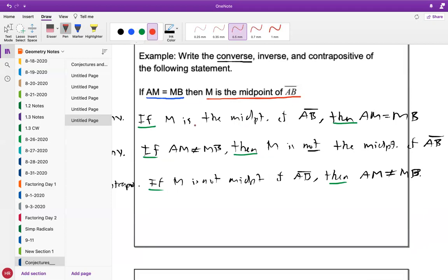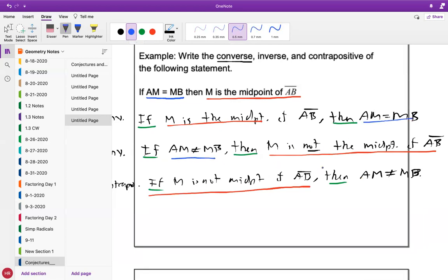I can do this, right? M is the midpoint is here. M is not the midpoint is here. M is not the midpoint is here. Right? Those are all the conclusions, and sometimes they're negations. So you can see that the blue one goes where the blue one goes, and the red one goes where the red one goes.